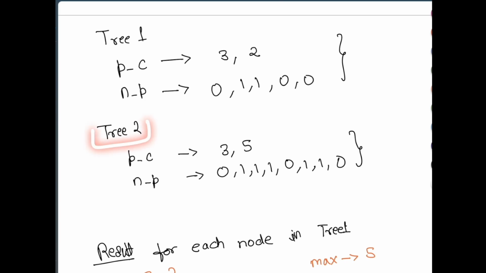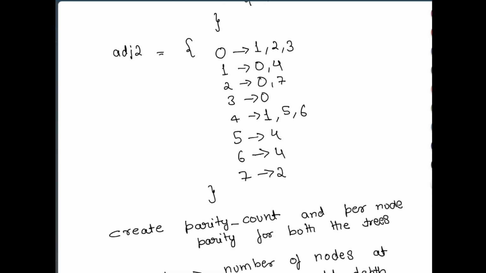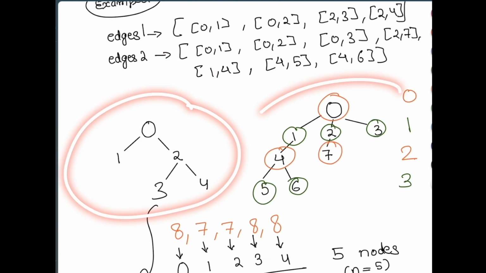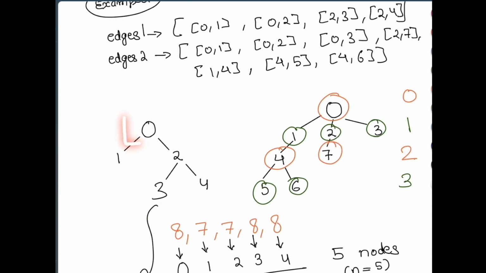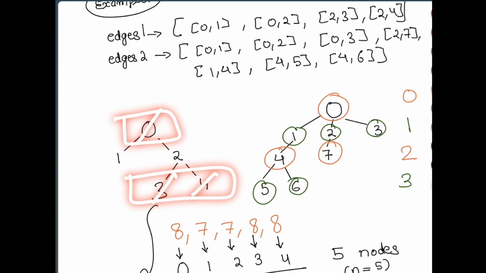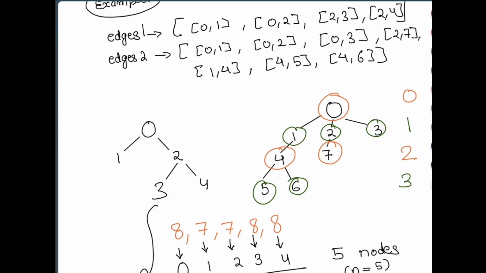And same for tree 2. The parity count is 5 nodes at the even depth and 3 nodes at the odd depth. Node parity is telling us that node number 0 is at even depth, nodes 1, 2, 3 are at odd depth, then we have node 4 which is at even depth, then nodes 5 and 6 are at odd depth, and node 7 is at even depth. And the same thing we can see from the trees. For the first tree, the number of nodes at the even depth is 3 and at the odd depth is 2. And for the second tree, the number of nodes at the even depth is 5 and at the odd depth is 3.